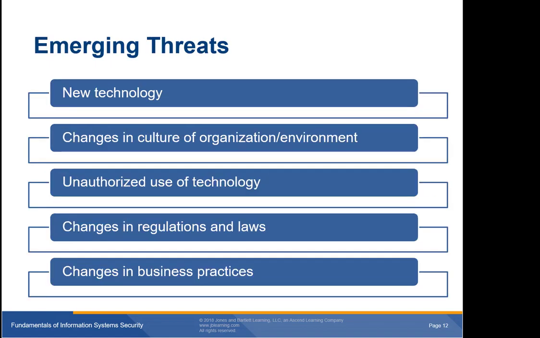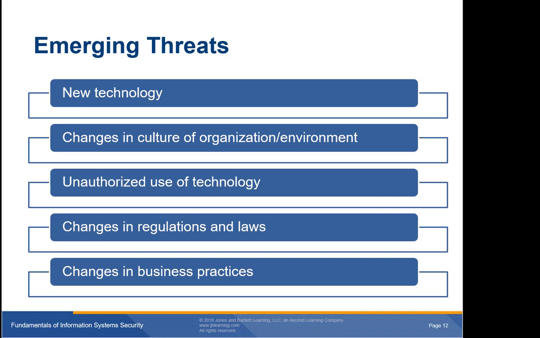Part of your risk identification activities should address new and emerging threats. These types of threats can come from many different areas and from both internal and external sources. Some examples of emergent threat include the following. You have new technology.